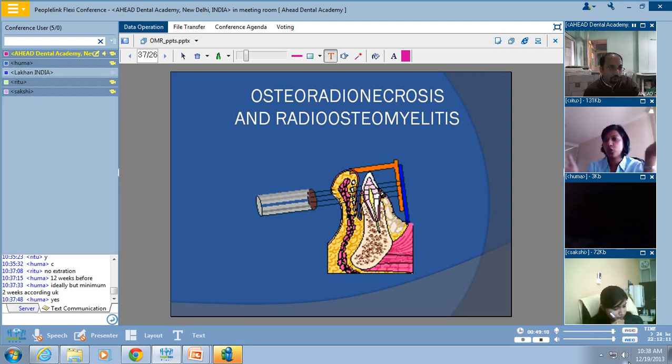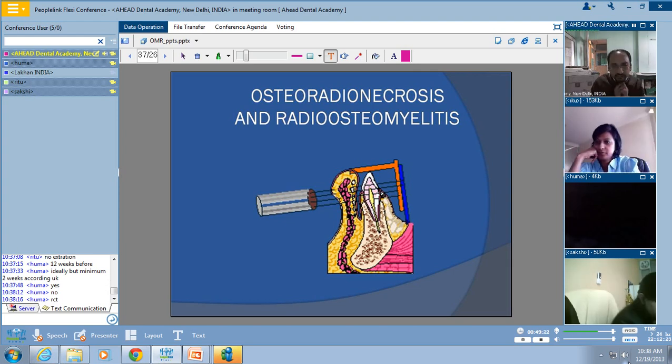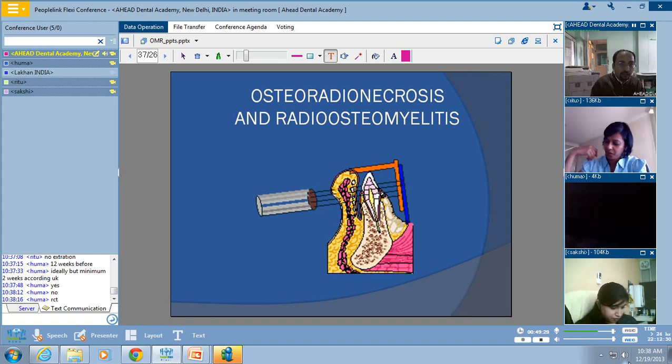No. Remember, if you do a procedure, especially an extraction, during radiation therapy, you are putting the patient under an extreme risk of osteonecrosis. You would not like that to happen. That is why you will try to avoid the procedure as much as possible. You will try to do pulp extirpation or root canal instead.